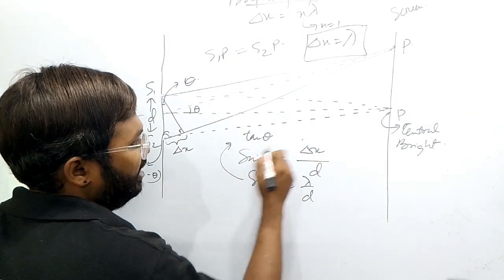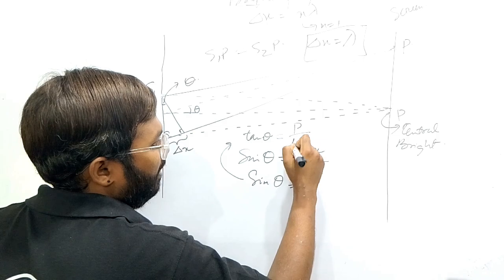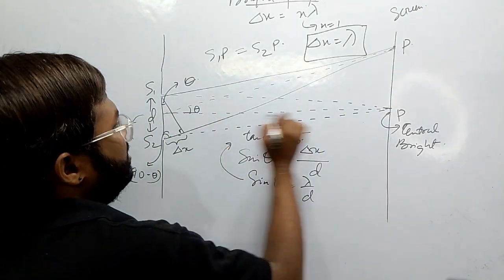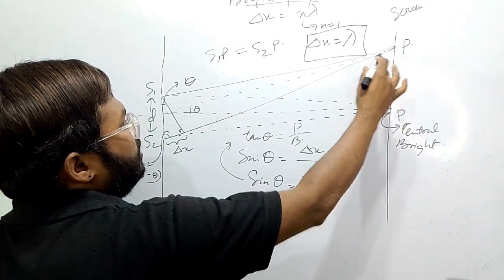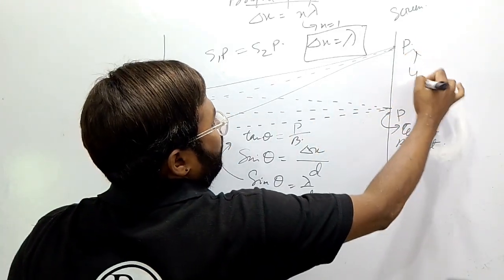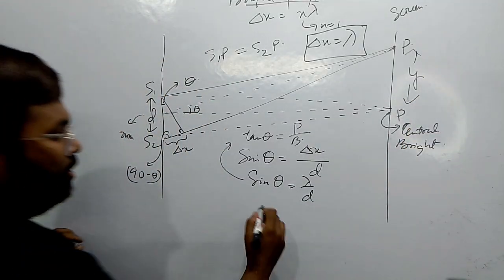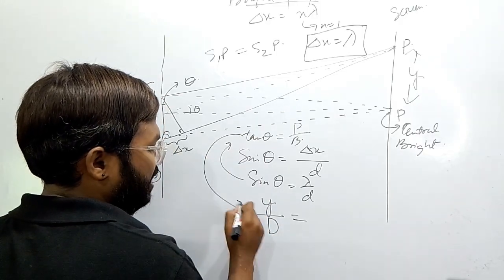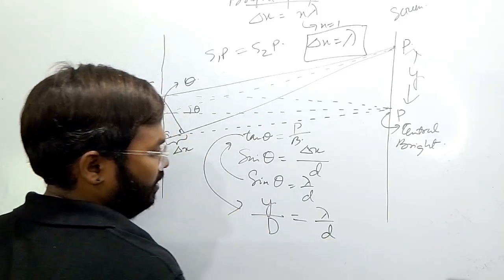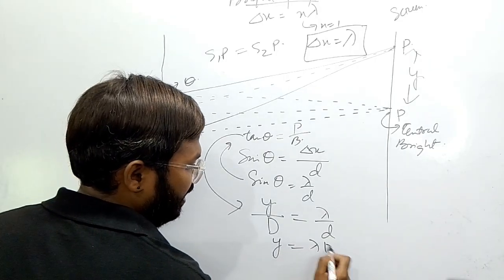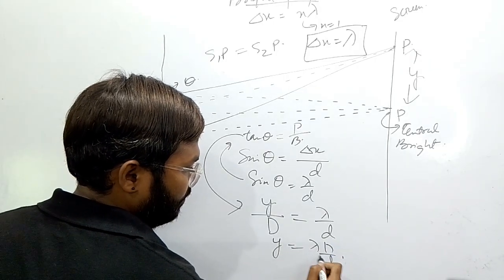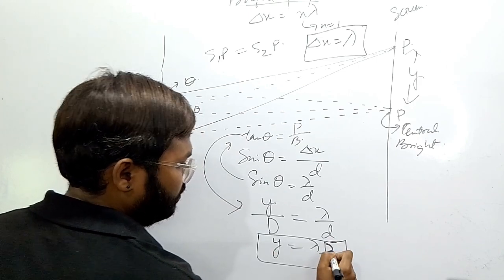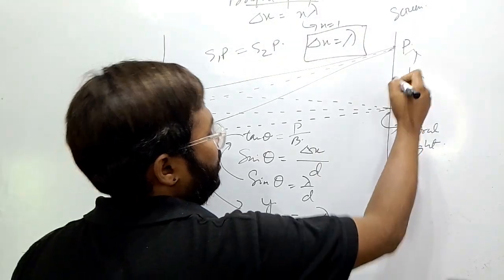So sine theta is tan theta, and tan theta is what? Tan theta is perpendicular by base, isn't it? And in this triangle, which one is perpendicular? You can consider this y as the perpendicular, and the base is this one, capital D. Since this is tan theta, y by D. So y you will have lambda D by small d. So this is the first position.